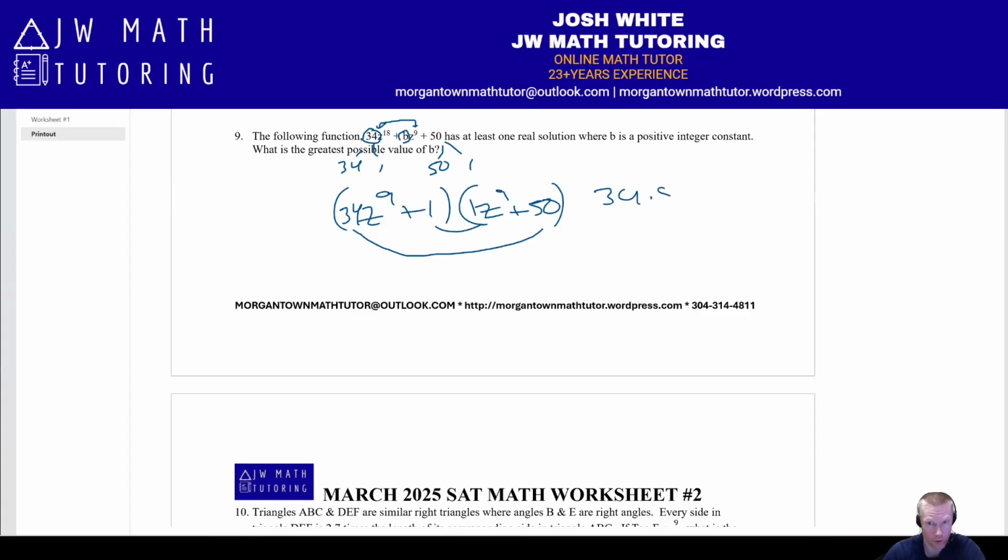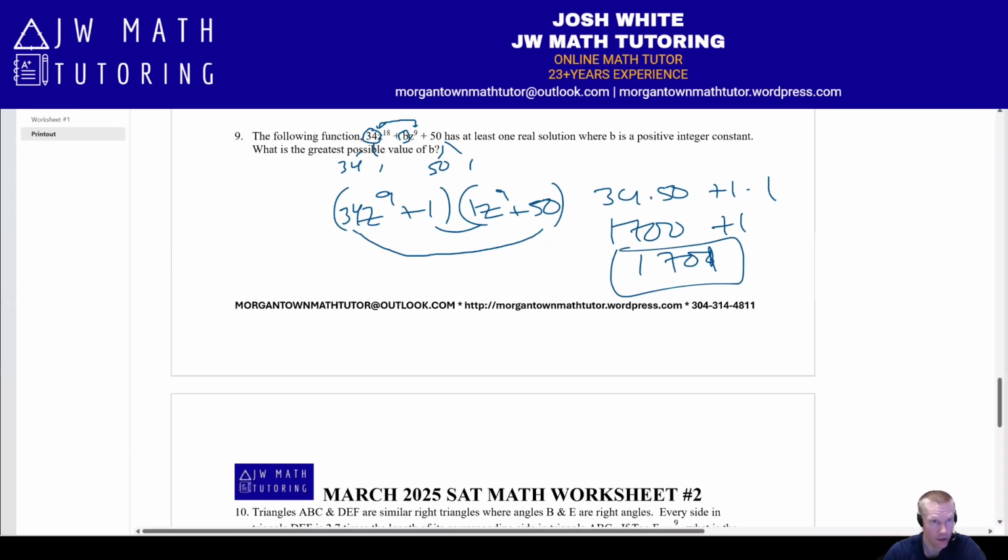So it's going to be 34 times 50 plus 1 times 1, the inners and the outers, to get the middle term, which is 1700 plus 1, so 1701. That's what you would fill in for your answer to this problem, and it always works out such that it's basically a times c plus 1. That's essentially the shortcut for these types of problems.